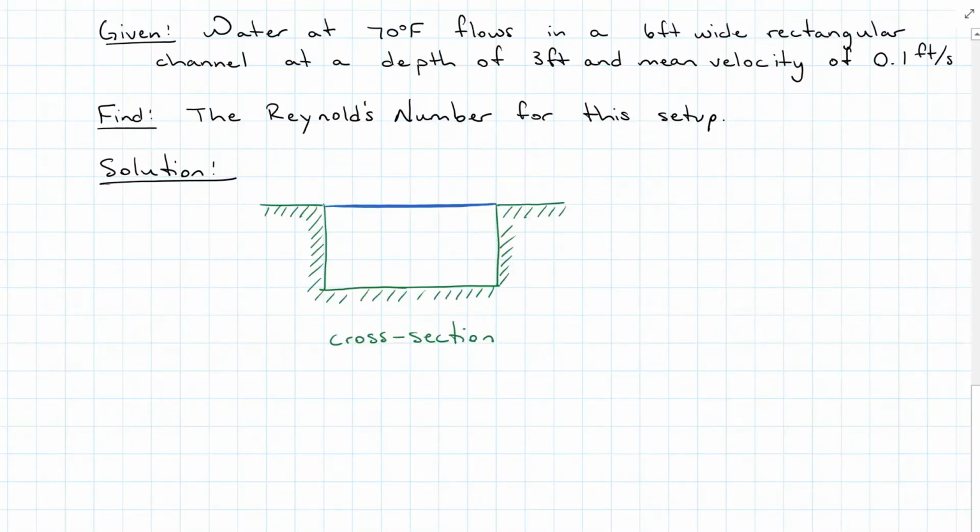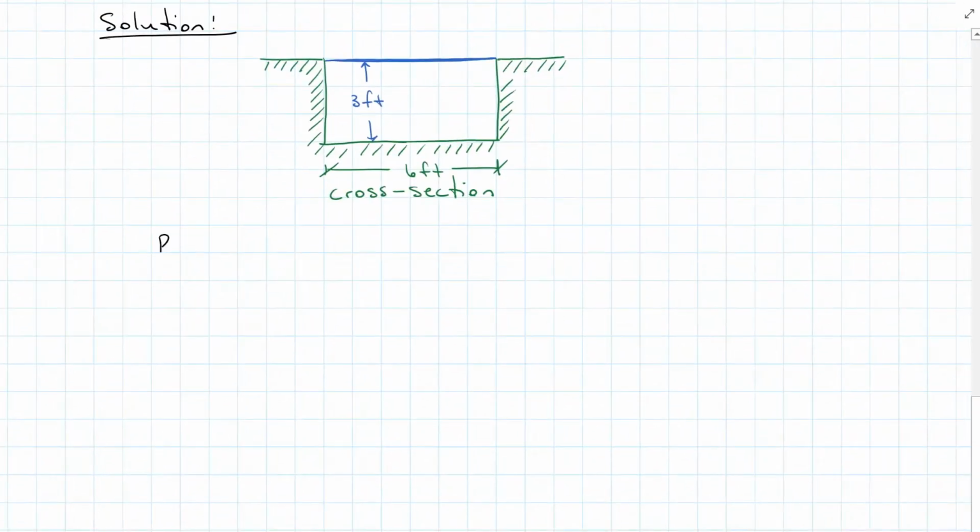So let's say we've got water at 70 degrees Fahrenheit flowing through a 6-foot wide rectangular channel at a depth of 3 feet, at a mean velocity of 0.1 foot per second. What is the Reynolds number for this setup? For our Reynolds number calculation, we need the velocity times the hydraulic radius all over the kinematic viscosity, or the density times velocity times hydraulic radius over dynamic viscosity. So the hydraulic radius is equal to the area divided by the perimeter.